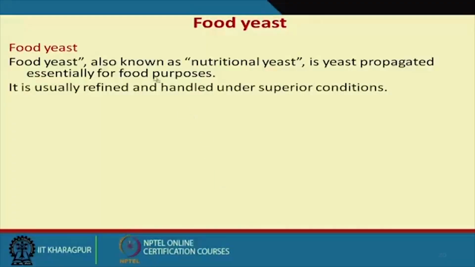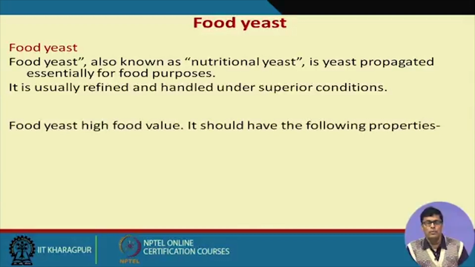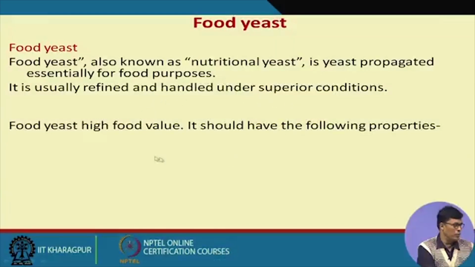So food yeast, this is also called neutralized yeast. It is propagated essentially for food purposes. Here I want to mention that a couple of years ago, yeast was considered a good source of vitamin B, because doctors recommended yeast tablets when we have some deficiency in our body, and vitamin B is recommended. Now it is usually refined and handled under superior conditions.